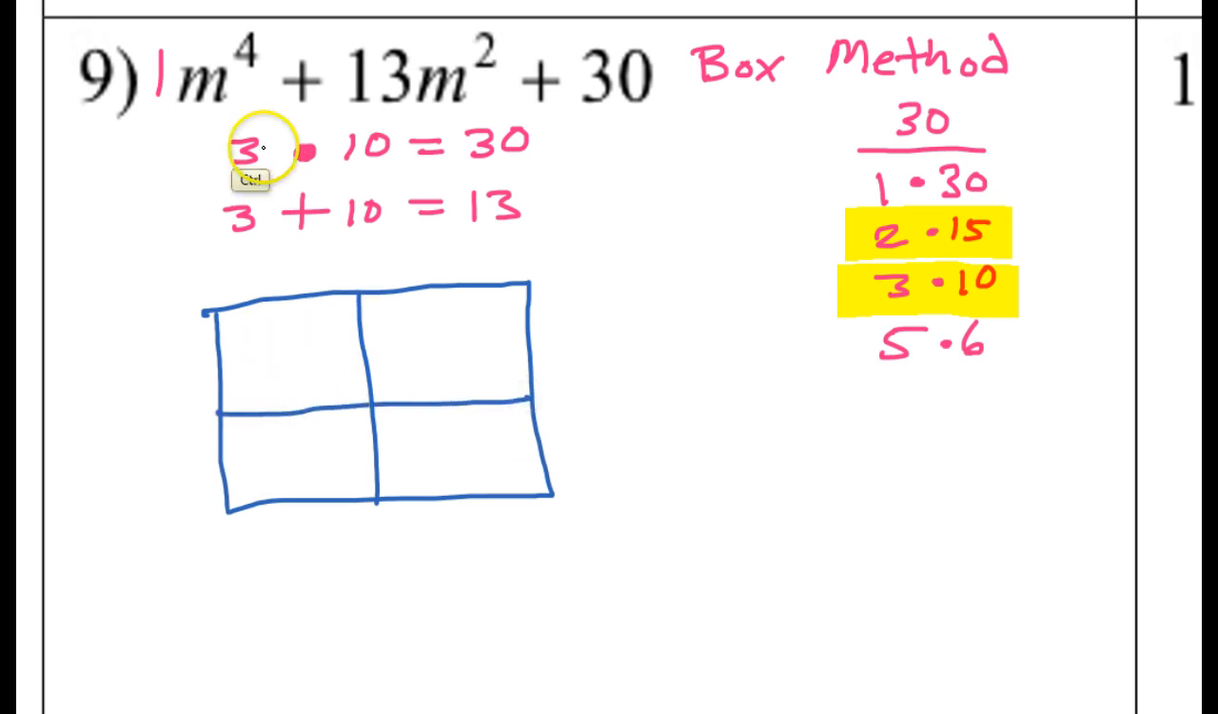Alright, in the first square, we put the first term, which is m to the 4th power. In the last square goes the last term, which is 30. In the other two squares, we put the two numbers that we just found, but the variable part has to match the middle term, because really we are splitting up the middle term. So I'm going to take the 3 and write 3m squared. Again, m squared because the middle term is m squared. And because of the 10, I'm going to put 10m squared.